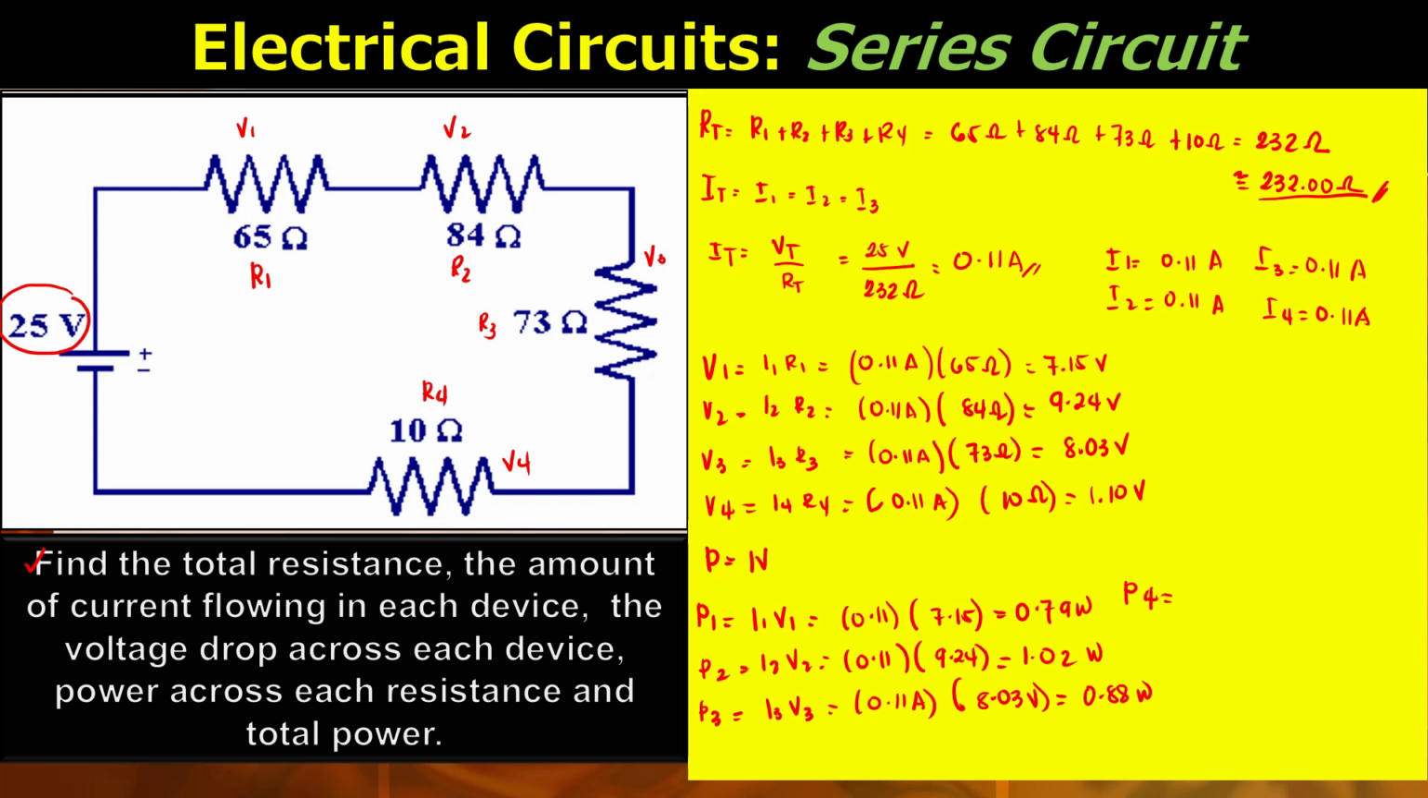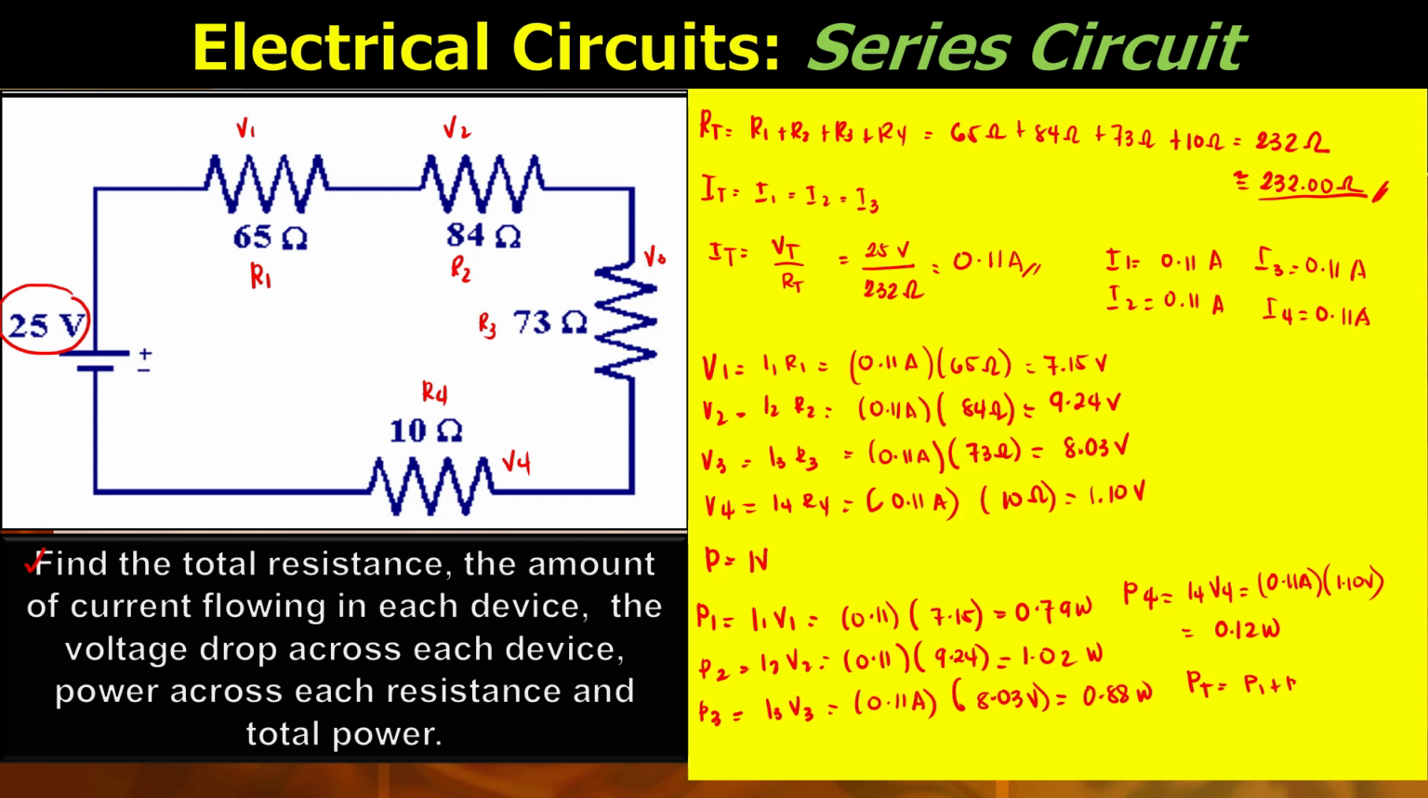And for P4, we have I4 V4, so 0.11 ampere times 1.10 volts. So we have 0.12 watts. And for our total power, P total is equal to P1 plus P2 plus P3 plus P4.